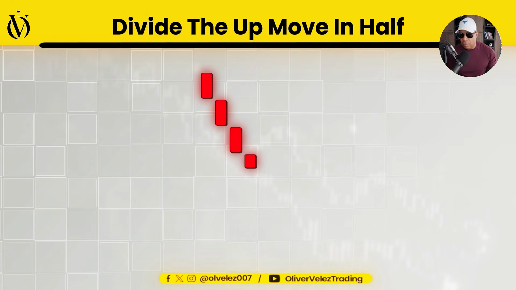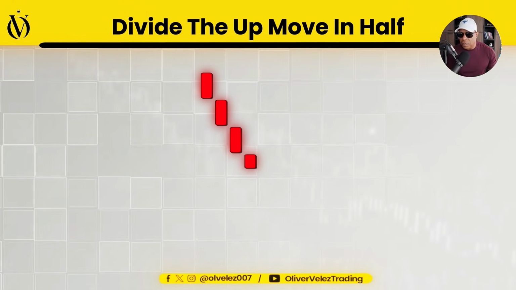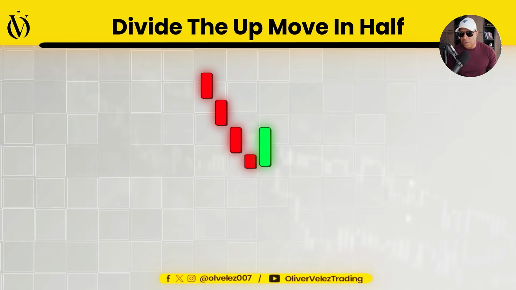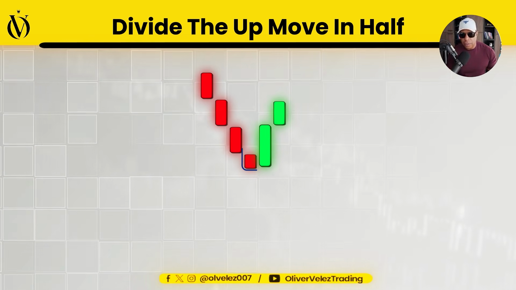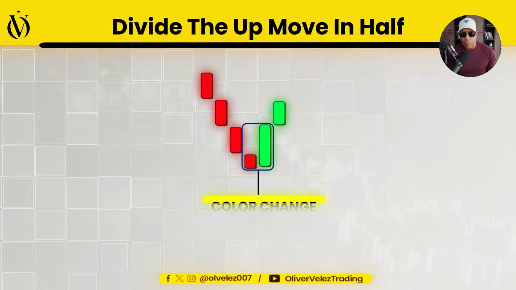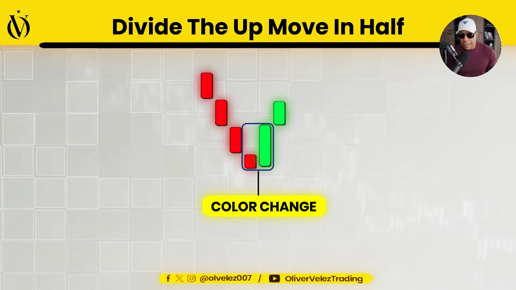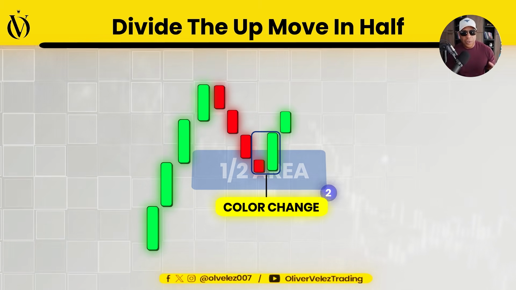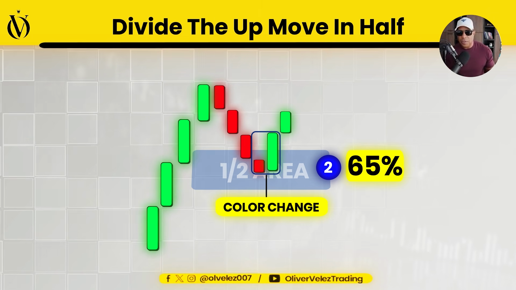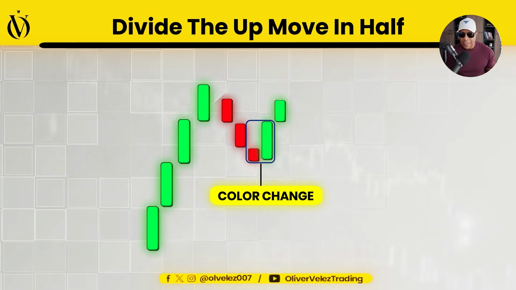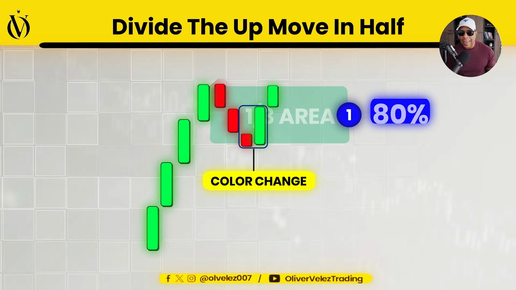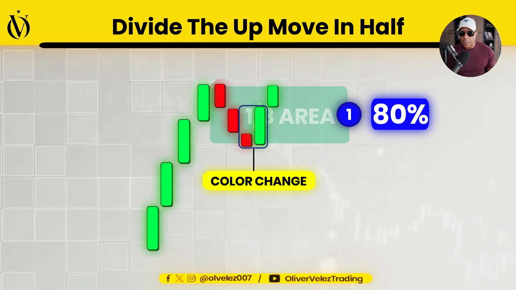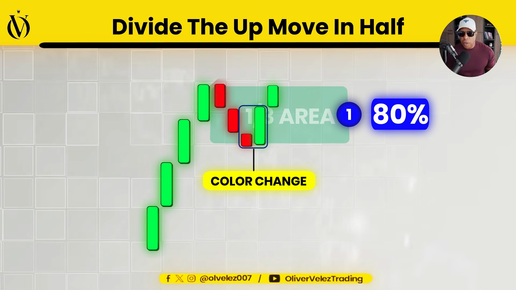Red, red, red, red, then green reverses the red. Boom. That's your color change. This is your color change. Green takes out red. So if you get this in the top half, you're dealing with 65% odds of a new high.